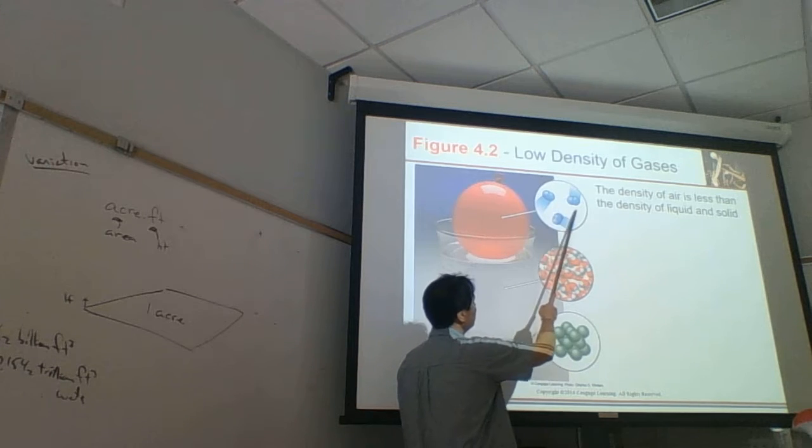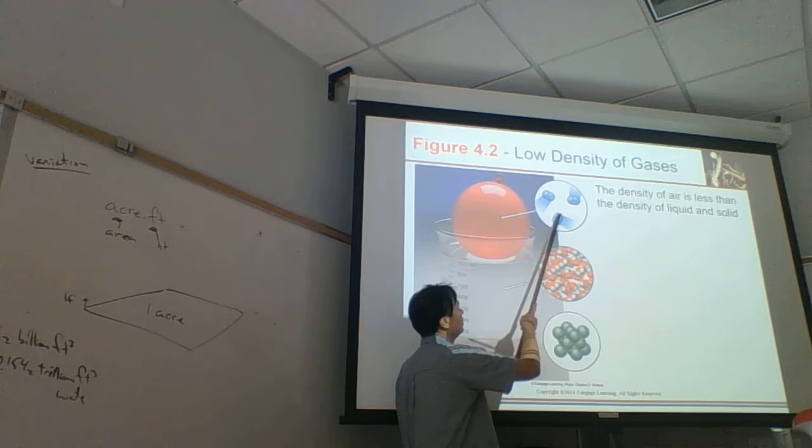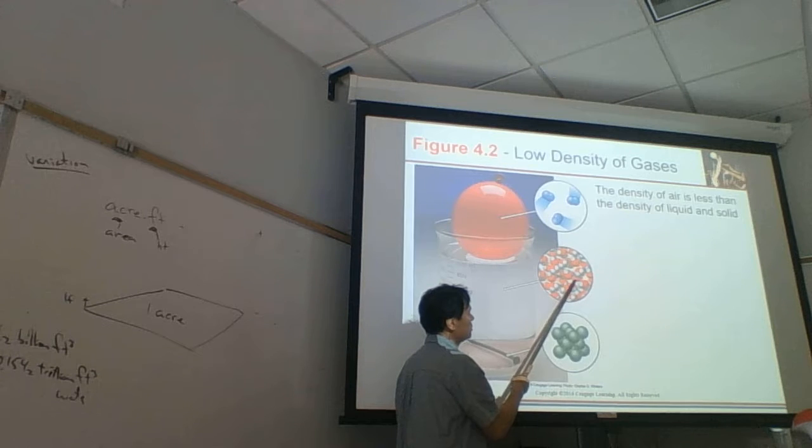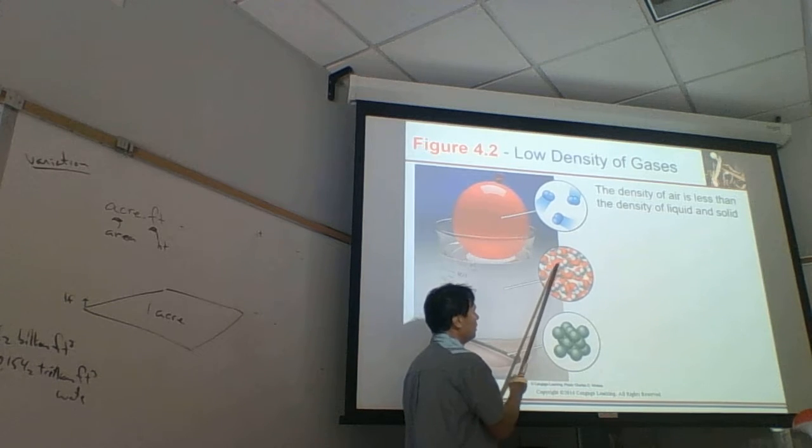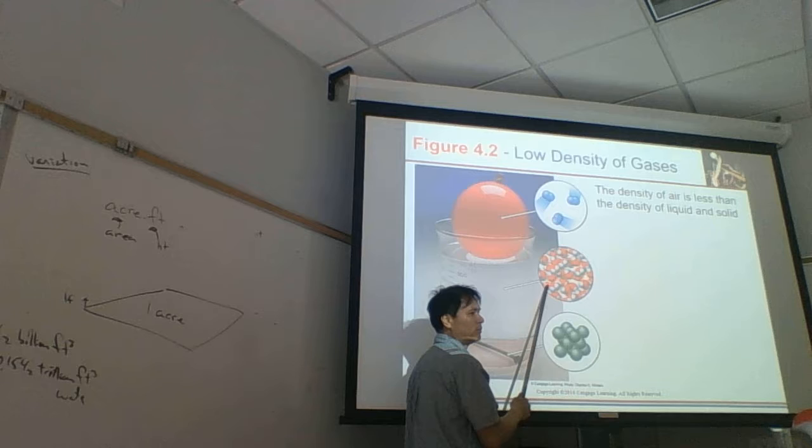But when you look at this, the molecules are spread apart. They're moving. These molecules are moving too, but they're close together. In fact, liquids and solids are not compressible because why?